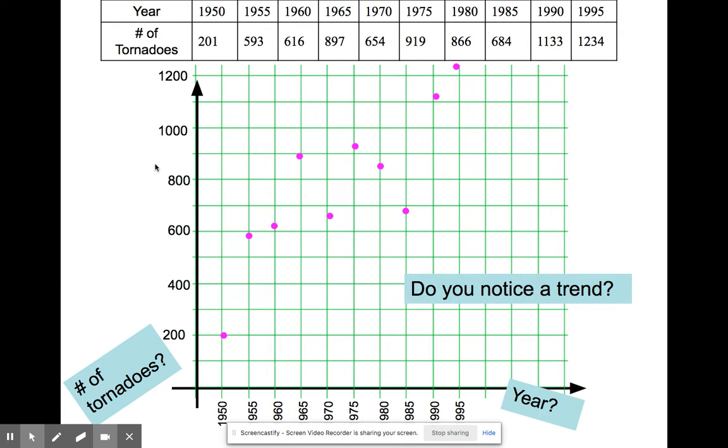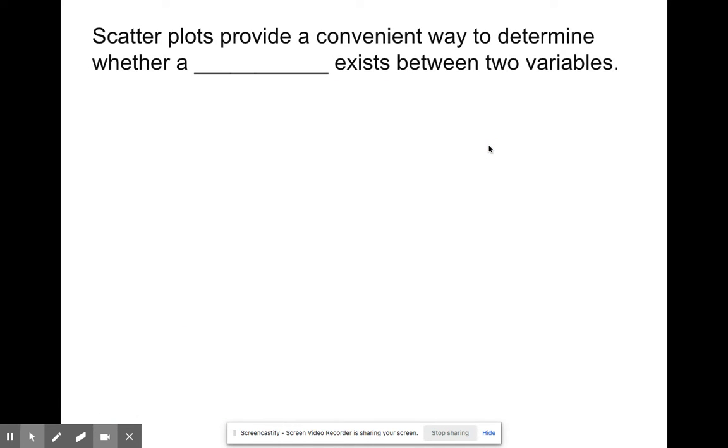And then do you notice a trend? So if you want to pause the video and kind of look at this, do you see a trend? Do you see a correlation? Do you see a connection between the year and the number of tornadoes, right? So as the years get higher, from 1950, they had 201, but in 1995, they had 1,234. Why do you think that is? Do you see a trend? Why do you think we are seeing an increase in tornadoes? We can continue this process, right? So let's go to our next slide.